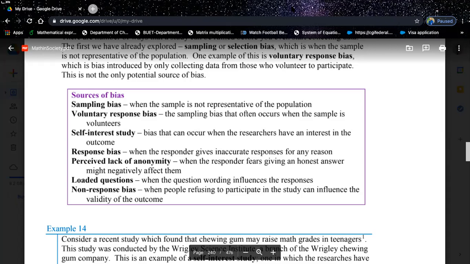Okay, what else? Next is voluntary response bias. When you are conducting a survey where people are not obliged to take part, they could take part voluntarily, then there could be a sampling bias. Why is that?